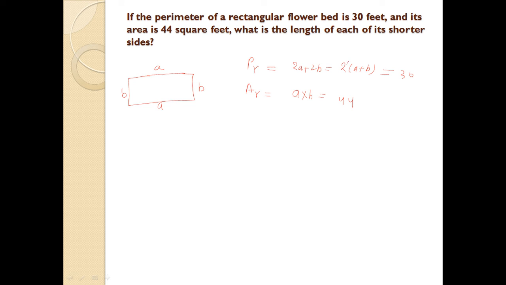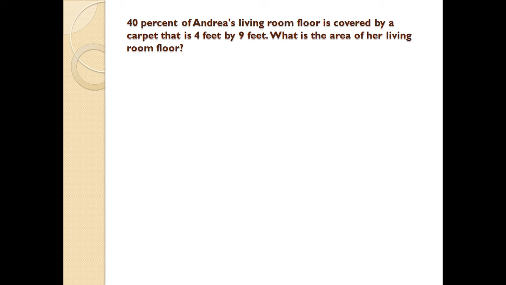Okay. So if I cancel this 2, this will come to be 15. So we have multiplication of two numbers, a into b is 44, and the summation of these two numbers is 15. So what is the possibility of a and b? A can be 11 and b can be 4, because 11 plus 4 is 15 and 11 into 4 is 44. So the sides will be 11 and 4, but he is asking the shorter side, so the shorter side will be 4. Got it? Let's move to the next question.